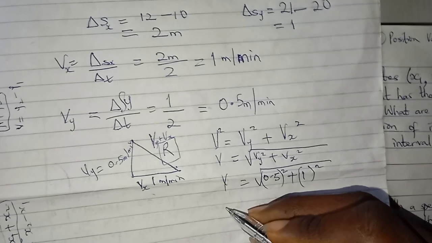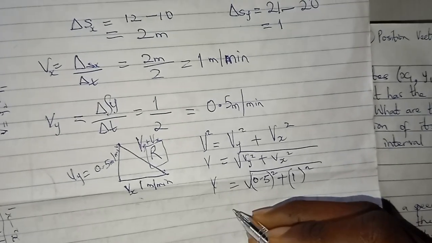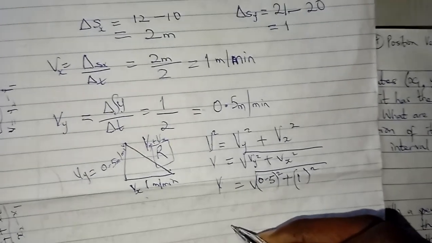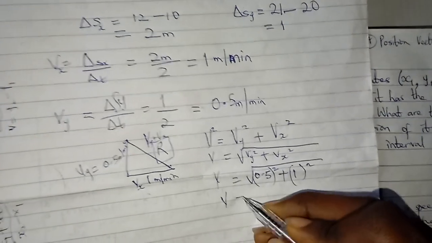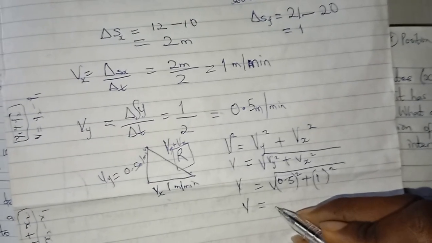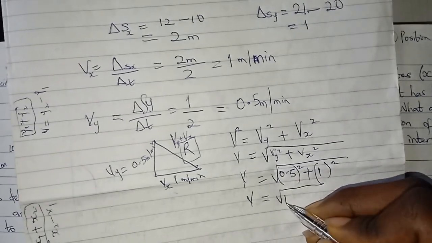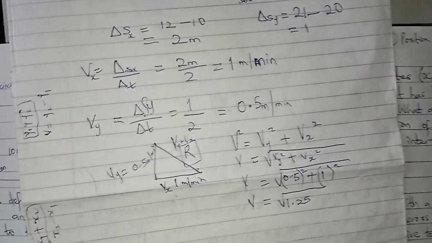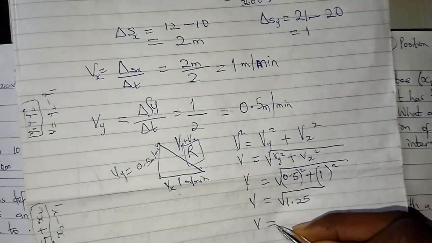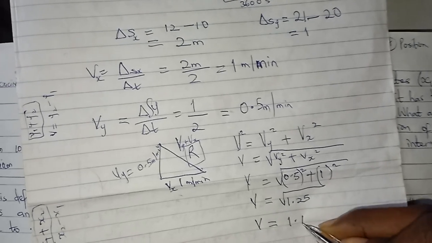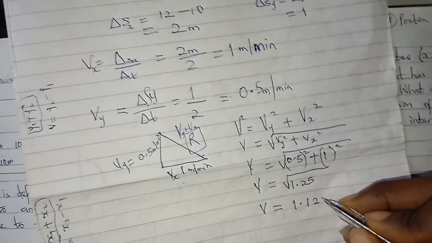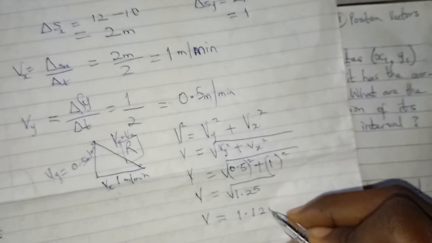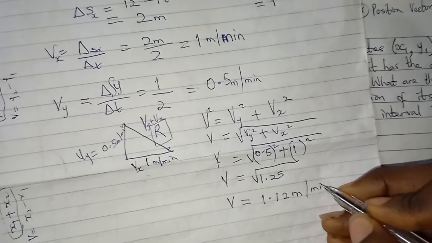And notice that this will give me V is equals to square root of 1.25. Do your own. And when you take the square root, you get 1.12 meter per minute.